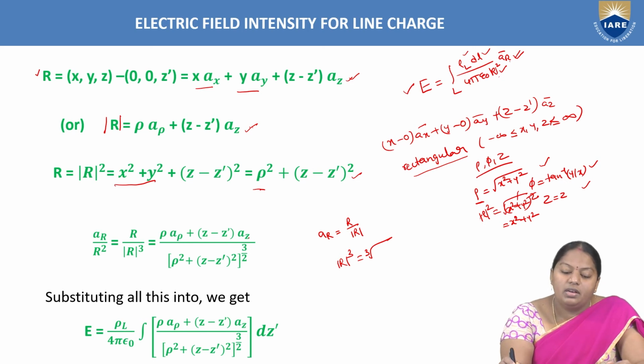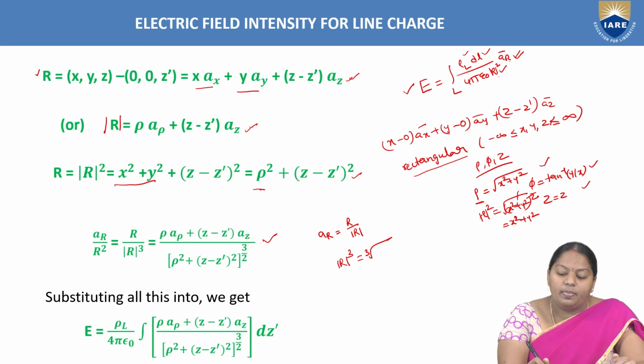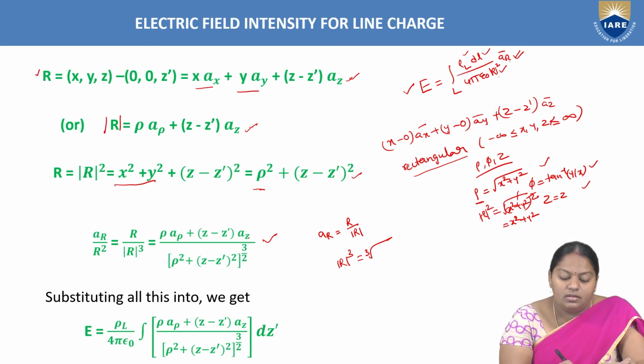From the figure, dL we find is dz dash, and the vector AR by modulus of R squared is nothing but this equation, and R we also know. So substituting all those assumptions from the figure into this equation, we get E equal to rho L by 4 pi epsilon naught, treated as constants, hence we separate those variables.